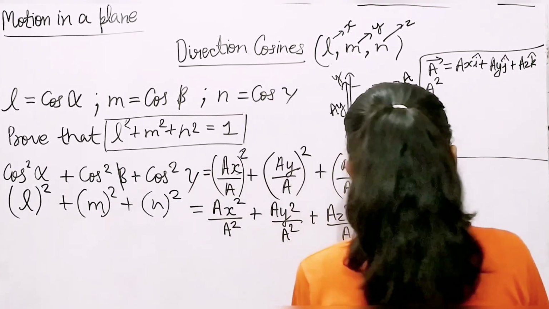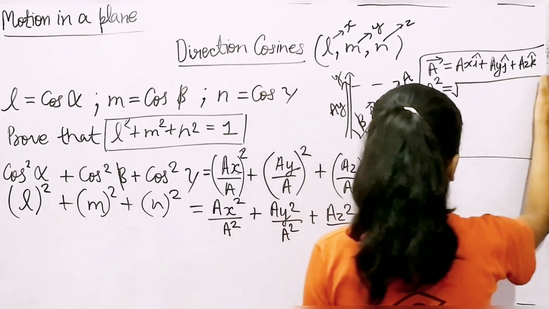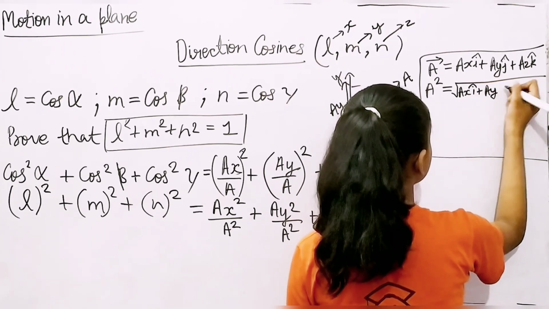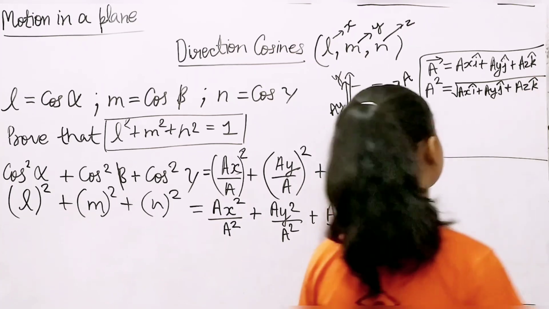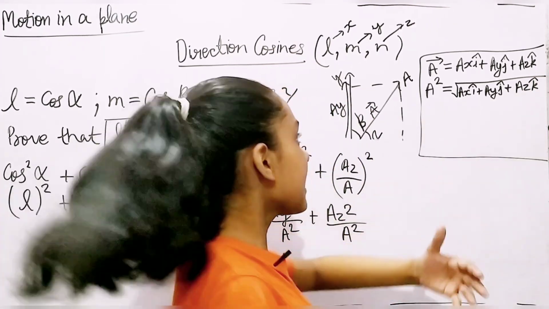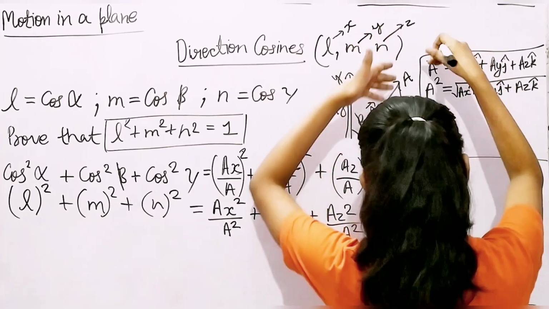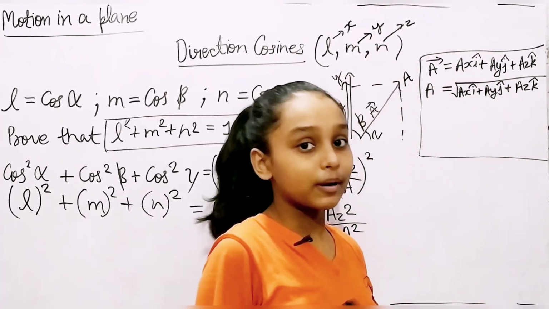So what is going to be its value? It's going to be under root, AX i cap plus AY j cap plus AZ k cap. Got it? Okay, next step. Oh, sorry, not an x square. Actually, I forgot about it. It's actually a square, but I'm not going to write square.